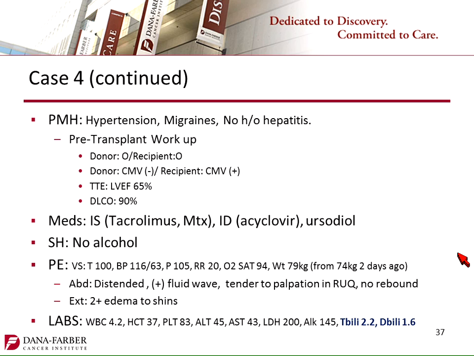She has a temp of 100. Her blood pressure is normal. She's mildly tachycardic. Her sats are 94%, and her weight is up 5 kilograms over 2 days. She's distended with a fluid wave and is tender in the right upper quadrant with hepatomegaly, and she has 2+ edema to the shins. Her labs are notable for a total bilirubin of 2.2 with a direct bilirubin of 1.6.